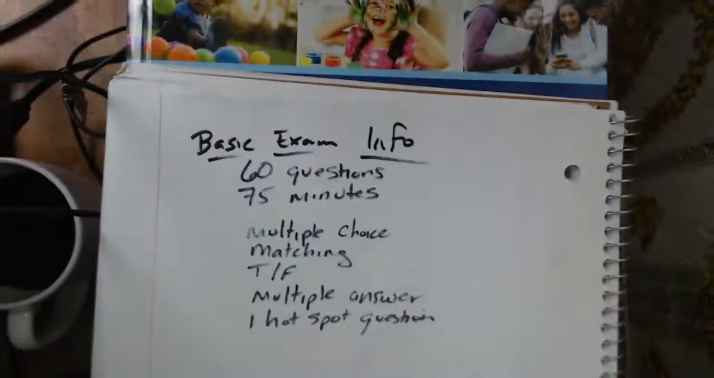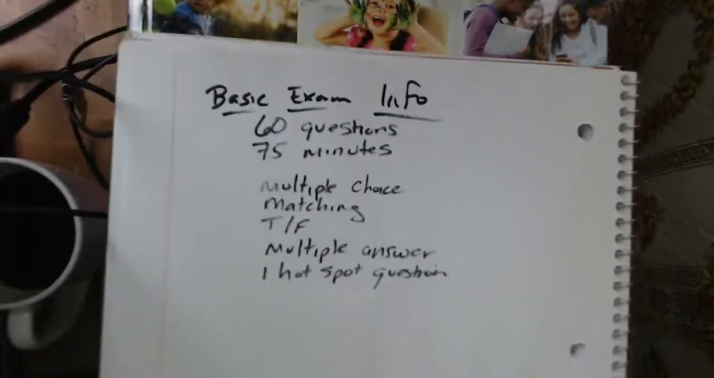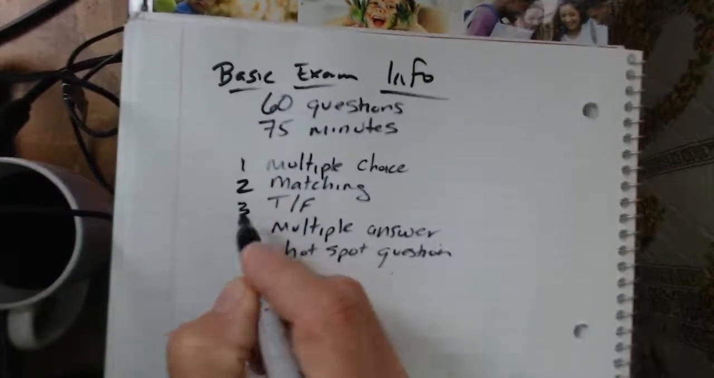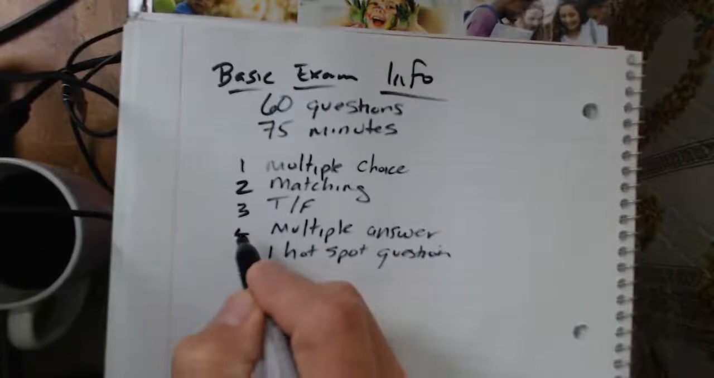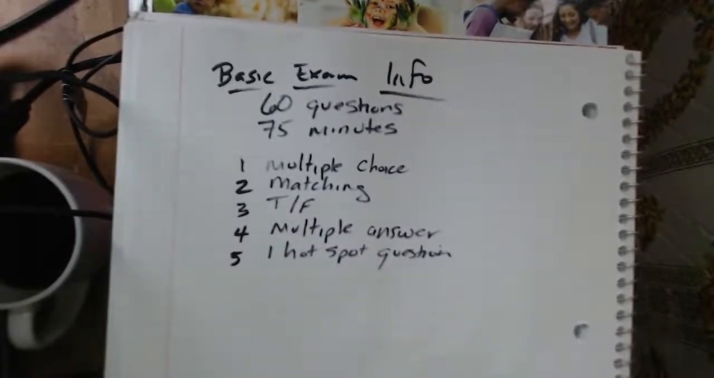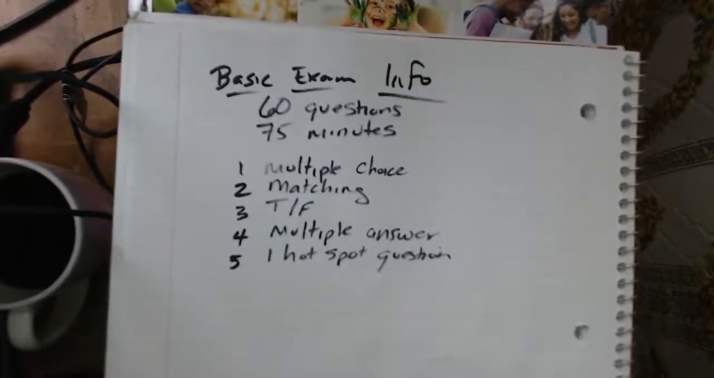It's going to be 60 questions, 75 minutes. There will be multiple choice. There will be matching. There will be true false. There will be some multiple answers, and there is one hotspot question. I am listing the questions in order of frequency. So you're mostly going to get multiple choices. There's going to be some matching and some true false. And I think there are a couple of multiple answers, and there's one hotspot question. So that's the basic format of the exam.